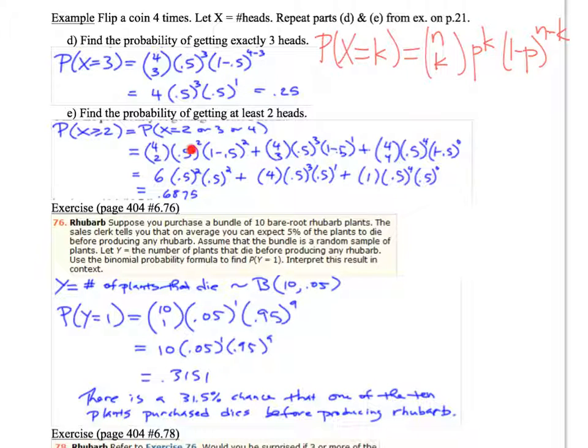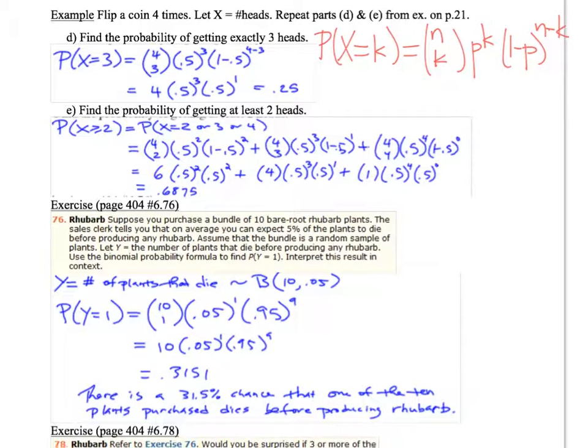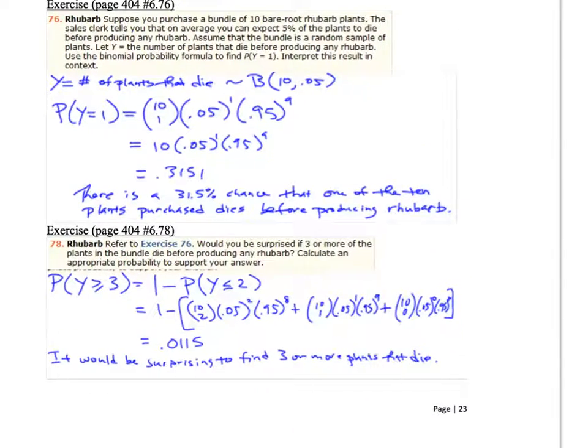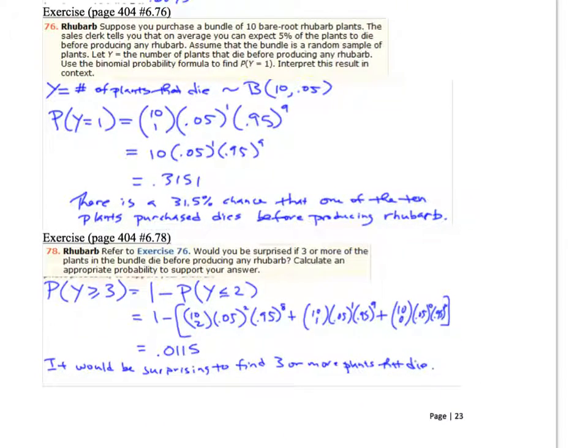So we'd have to use that binomial formula 3 separate times and crunch out 3 separate probabilities to add together and get that same answer, 0.6875, that we got on page 21. Okay, so now some textbook exercises.